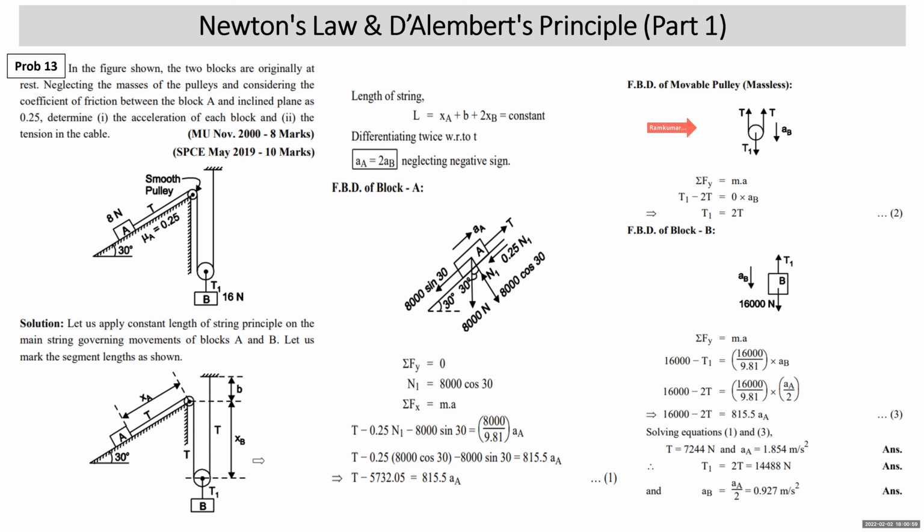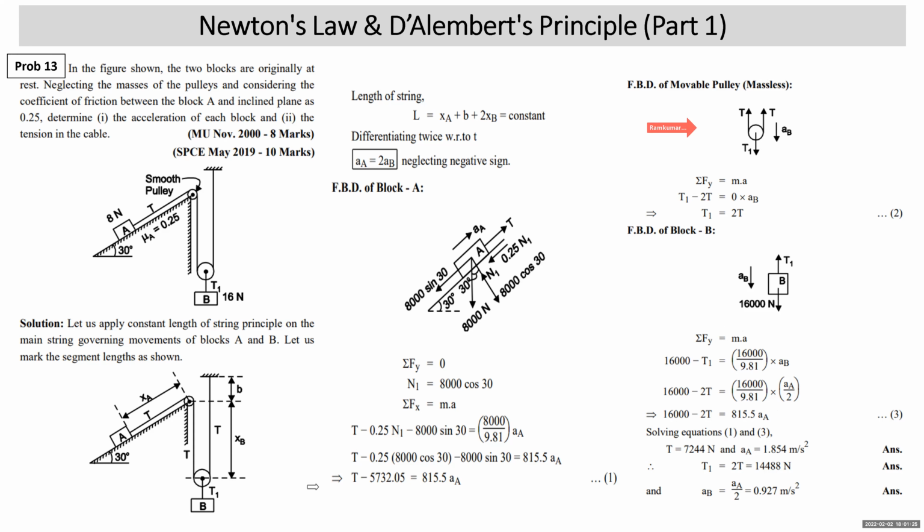Now the FBD of block B. When you draw the FBD of block B, weight is vertically down, and tension T1 is vertically up. The acceleration is vertically down. We write sigma Fy is equal to Ma. 16,000 minus T1 is equal to Ma. M is W upon g, and the acceleration is AB. But AB is A by 2. T1 we have already substituted as 2T. So then you get another equation in terms of T and A.